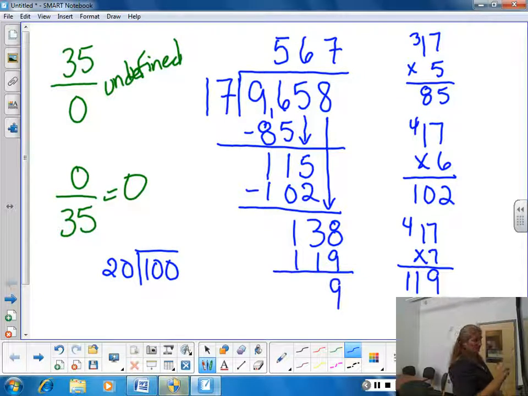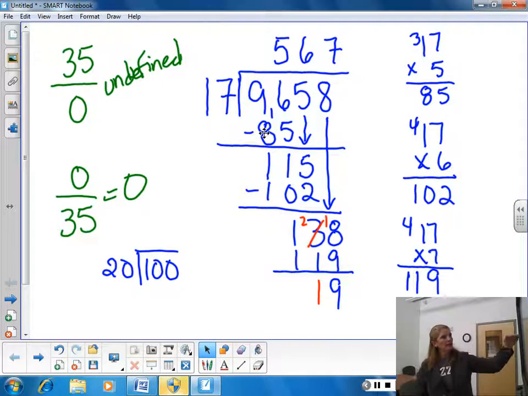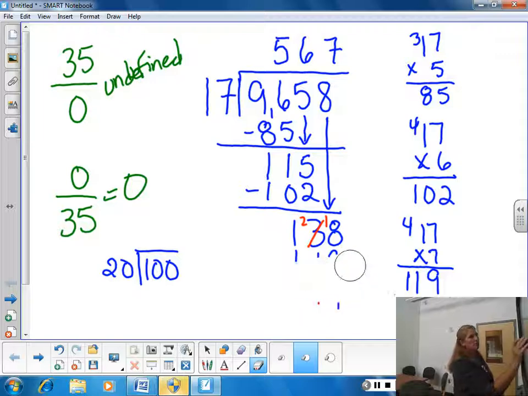And I had to borrow here to make that happen, so I have 2. 2 minus 1 is 1. Oh, here's a problem. I can't subtract and get more than I had up there. What that means is that 17 should have gone into 138 another time. So my guess of 7 wasn't very good. So I'm going to rejigger this.